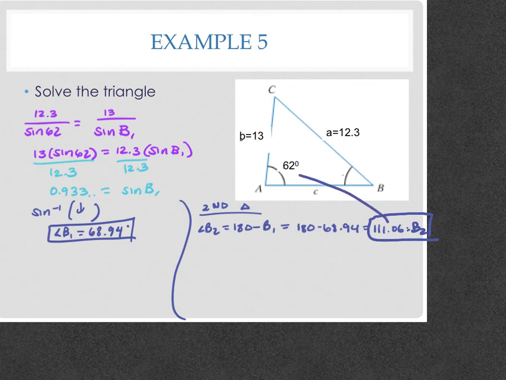So if this angle plus the angle I'm already given is not bigger than 180, there's going to be a second triangle. If it is bigger than 180, then obviously there's not. That's where the negative would come from.